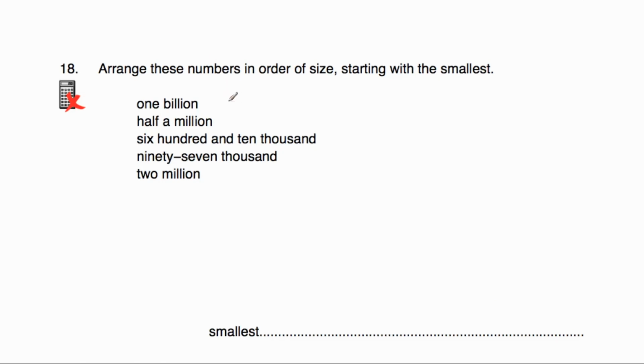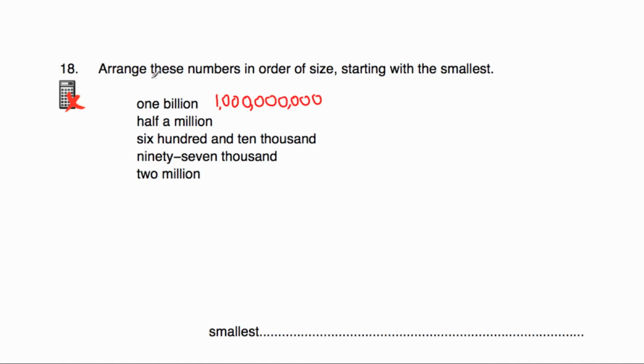So our last question, we've been asked to arrange these numbers in order of size, starting with the smallest. So we've got 1 billion, so that is 1 followed by some zeros. So 1, 10, 100, 1,000, 10,000, 100,000, 1 million, 10 million, 100 million, a billion. So let's see a 1 followed by 9 zeros. 1, 2, 3, comma, 1, 2, 3, comma, 1, 2, 3.